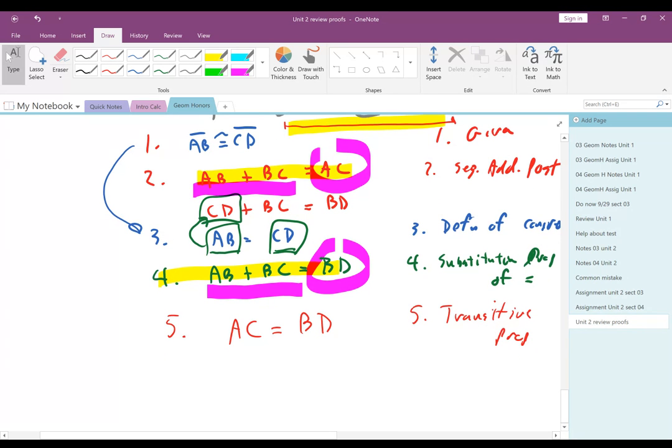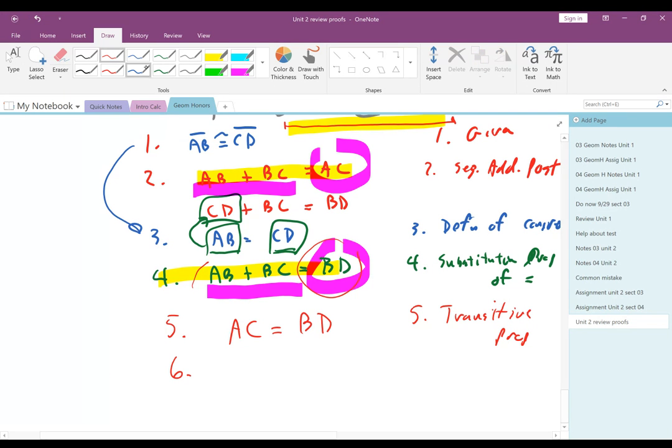You could probably also say substitution there. You could substitute BD for the left side over there if you wanted. So either one, transitive or substitution, works there. They are not always interchangeable, but in that case they are.